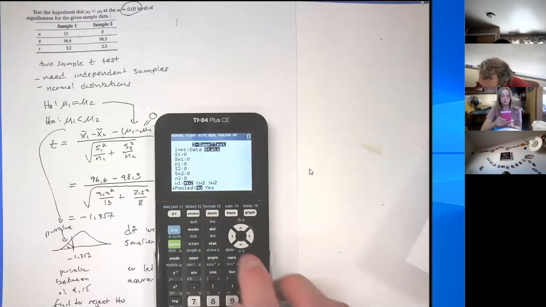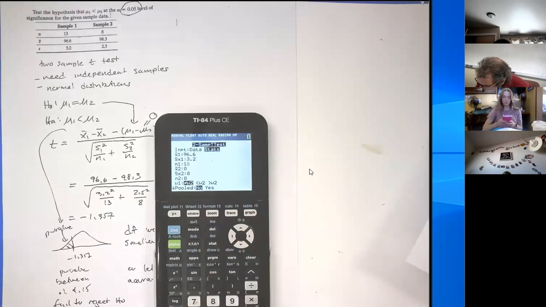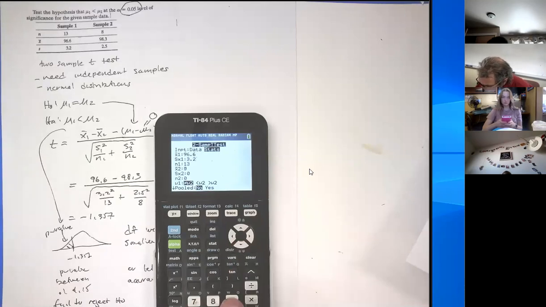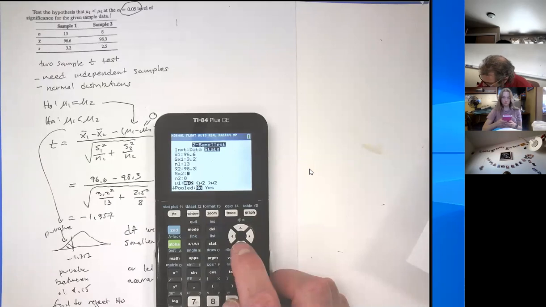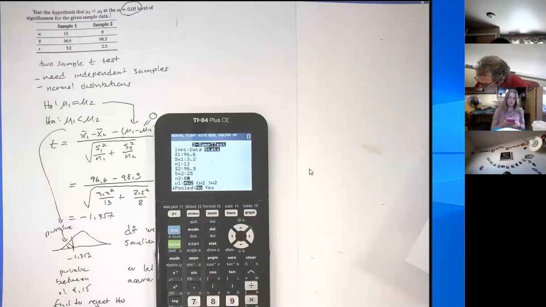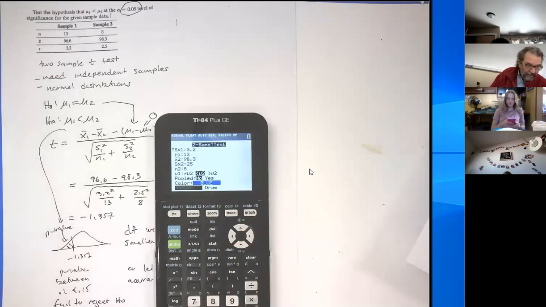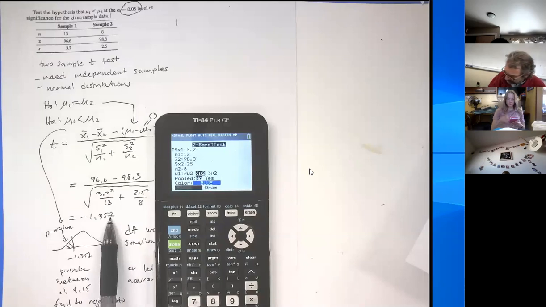Okay, so x1 bar, 96.6. s1, 3.2, 13. And then x2 bar, 98.3. Hope it gets shown up this time. 2.5 and 8. And now it's a less than alternative. We never choose pooled. And we hit calculate. So we ought to get the t-value we had because that's not dependent on anything. Let's see what it says.